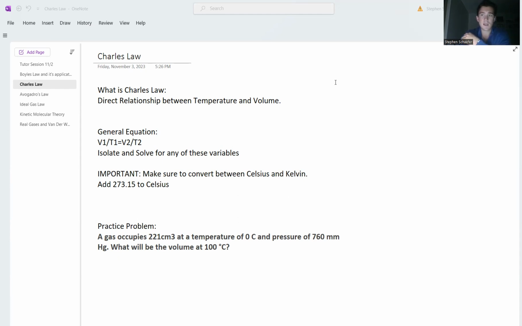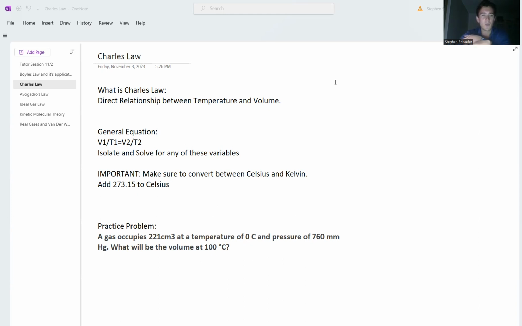So what does that mean? It means that if we're increasing the temperature of a system, the volume's also going to increase and vice versa. So one goes up and the other will go up. One goes down, the other will go down.